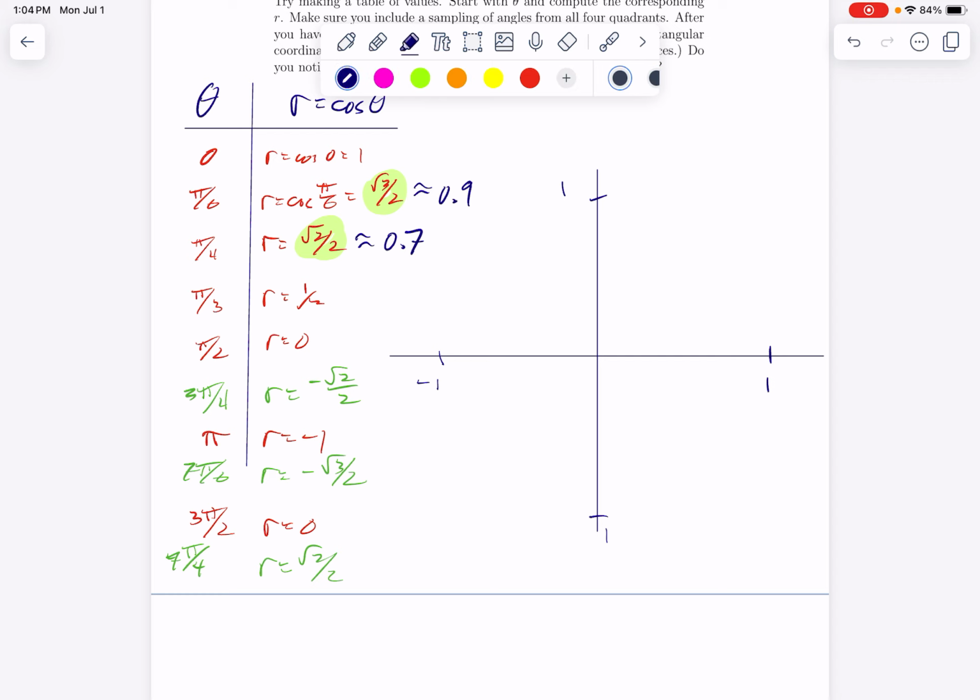So here, this first one. If the angle is 0, then the distance is 1. So if I'm traveling in this forward direction to the right, I go 1 unit. So we have a point right here. If the angle is pi over 6, so if I'm traveling in this direction, I go a slightly shorter distance.